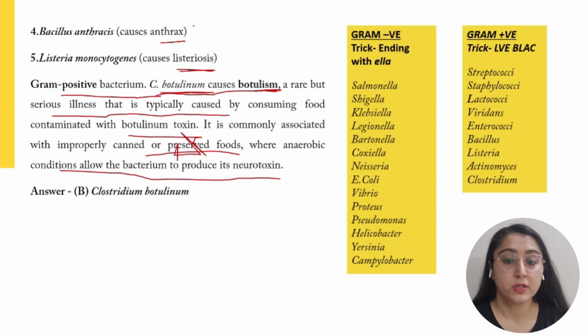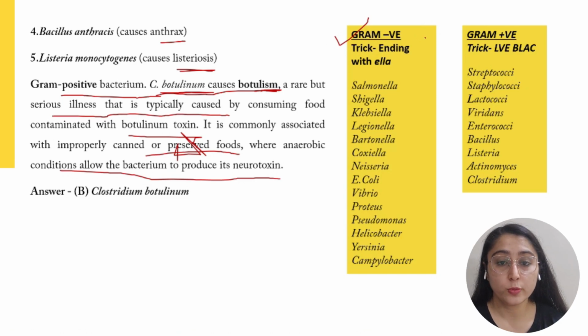Now there is another trick to memorize certain gram-negative and gram-positive bacteria. The trick to memorize gram-negative bacteria: generally the ones ending with -ella, such as Salmonella, Shigella, Klebsiella. All these are gram-negative bacteria, and they also include certain more which don't end with the word -ella, and we have to memorize them. It includes E. coli, Vibrio, Pseudomonas, Helicobacter, Campylobacter.